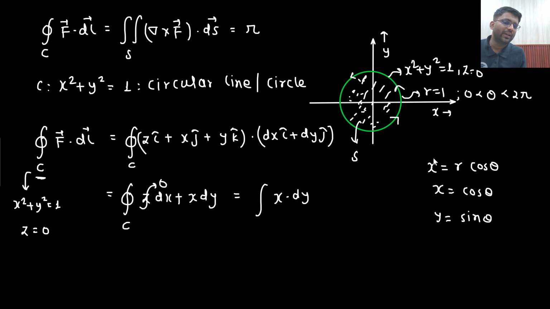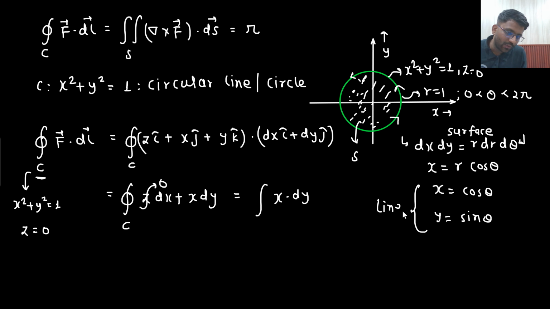Previously, sir, we used to write dx dy as r dr d theta. This we used to write for the surface. Now you are talking about a line. This scenario we are putting up for a line. So r is constant here. Who is changing? Theta is changing.